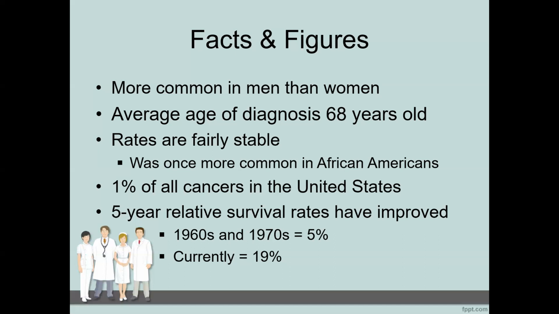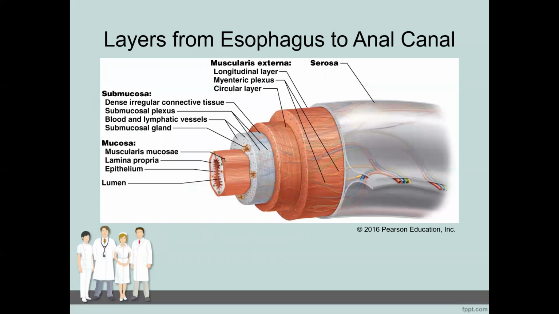The 5-year relative survival rate has improved due to improved treatment. In the 60s and 70s, the relative survival rate was only 5%. Currently, the relative survival rate is 19%. Doesn't seem like a big increase, but it is huge.